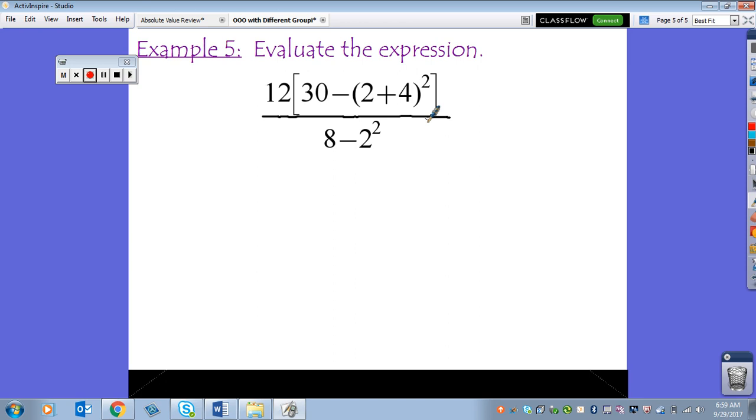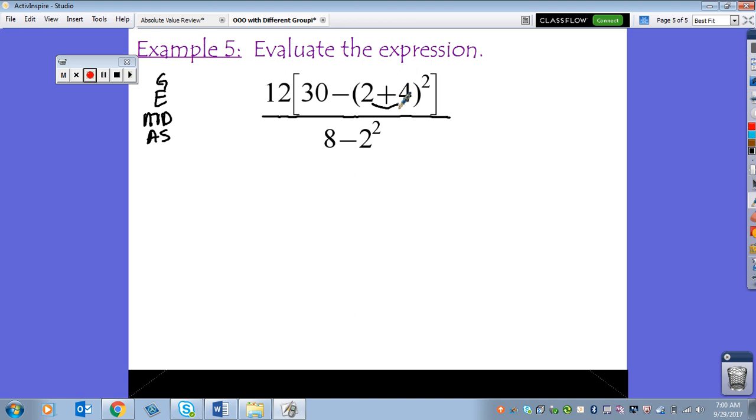So what we're going to do is we're going to look at the numerator first using order of operations. Make sure that you've written down the example and the directions. I see grouping symbols, and inside those grouping symbols, I see more grouping symbols. So I'm going to do what's inside the grouping symbols first. This exponent is not inside of them, so I don't do this exponent first.